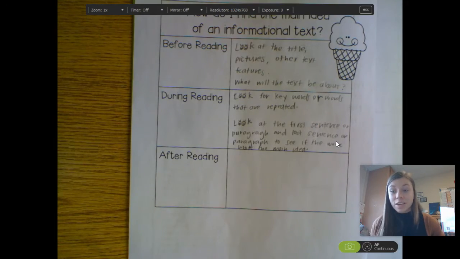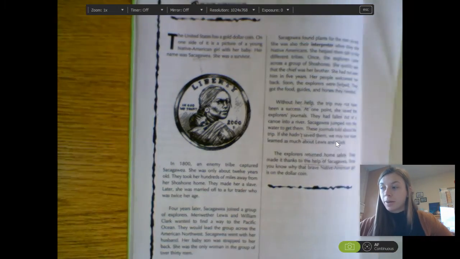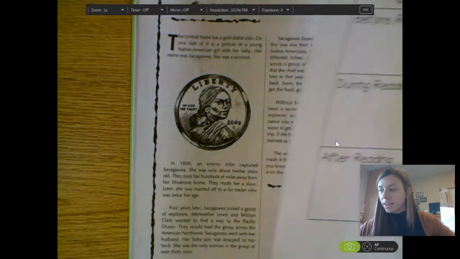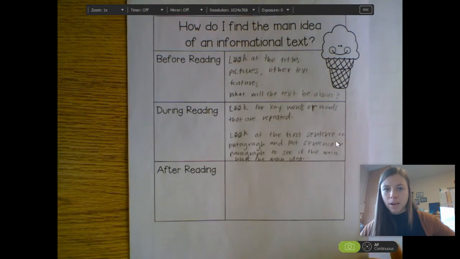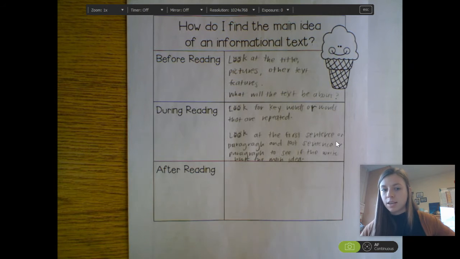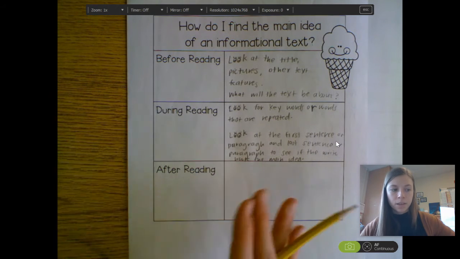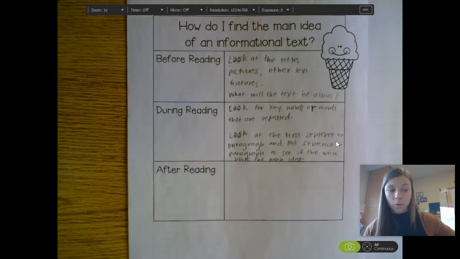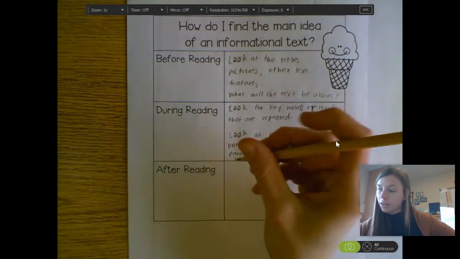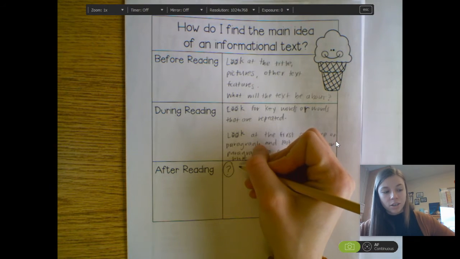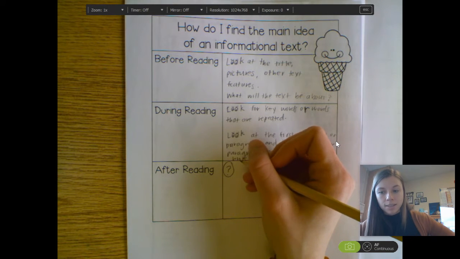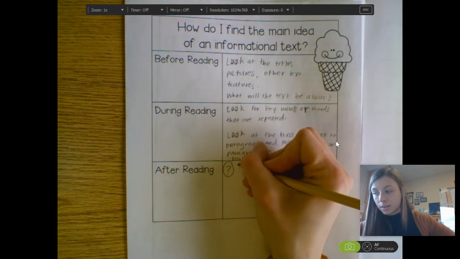All right, so we've just finished reading our story about Sacagawea, and let's talk about what we do after we're done reading. How do we find the main idea of an informational text after we finish reading? So, one thing you want to start with is ask yourself a question. I'm going to draw this question mark to remind us. We want to ask ourselves, what is the text mostly about?